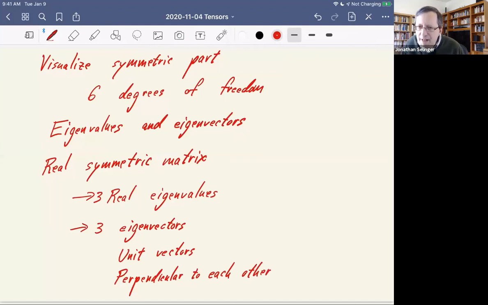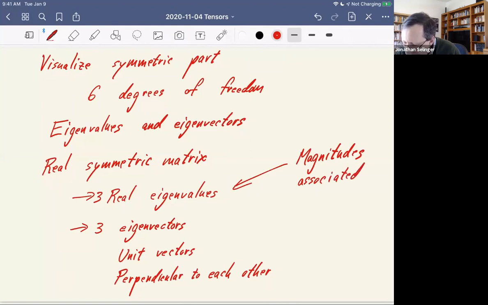The point that I'm getting towards is that these three eigenvalues are the magnitudes associated with the tensor Sij, the symmetric part of the tensor. So there are three magnitudes, right? It's not like a vector that has one magnitude. There are three magnitudes here.